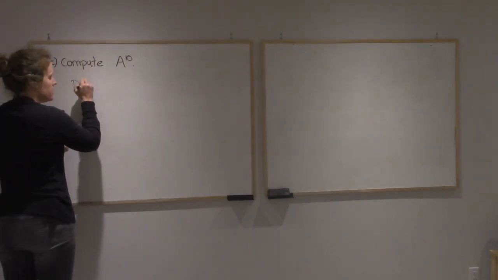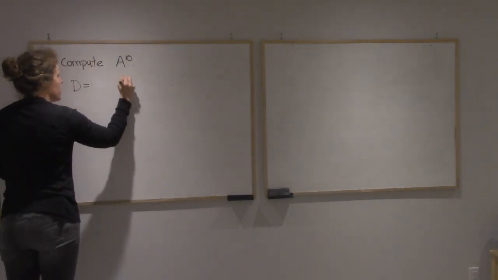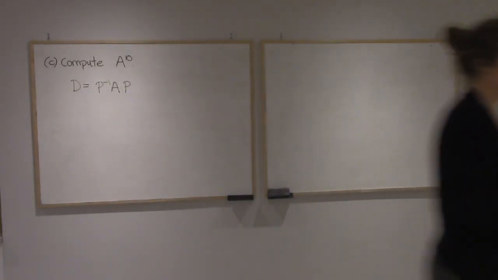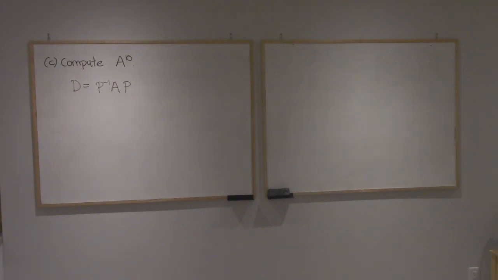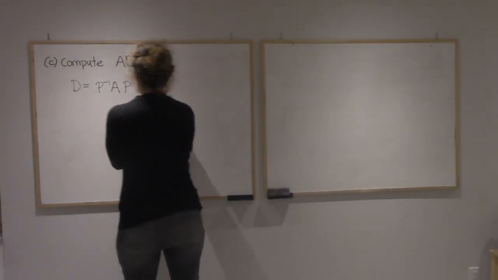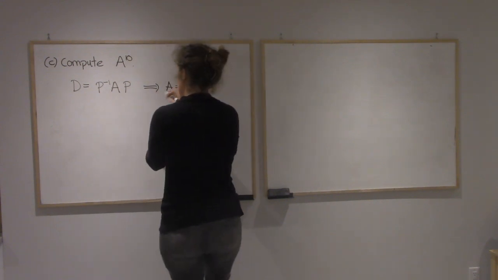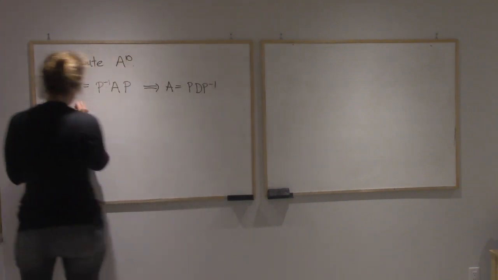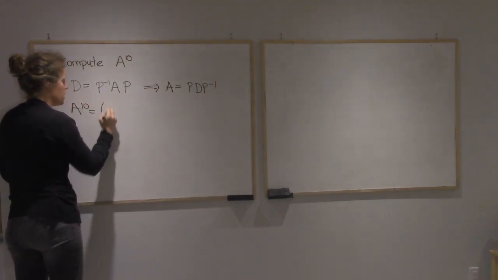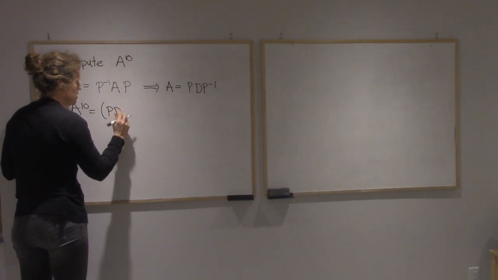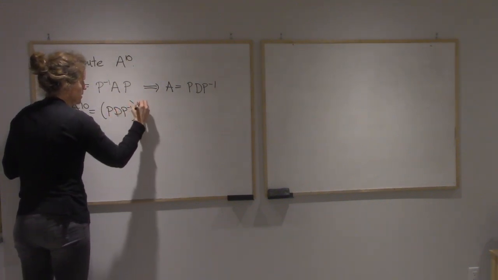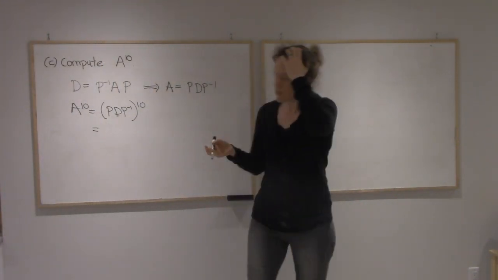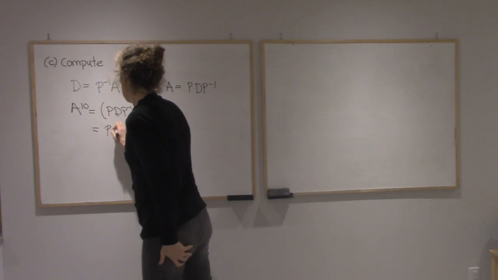We know that D is P A P inverse, and so if I solve for A in this, I'll get that A is P D P inverse. Now if I take A to the 10, I'm going to get P D P inverse to the 10. Let me spell it out because it looks like it's completely useless.